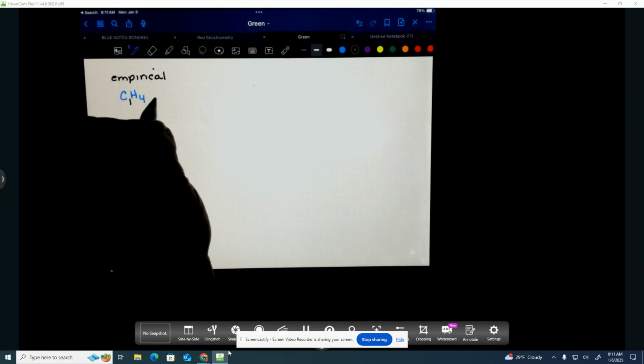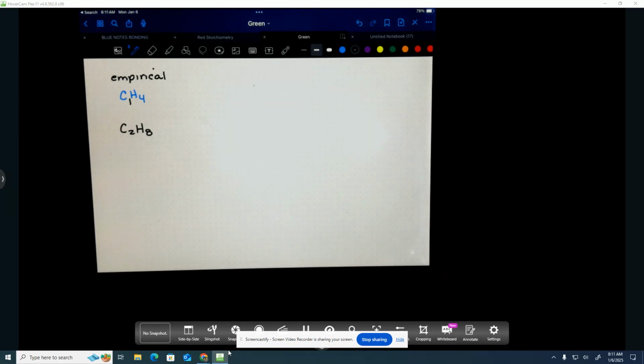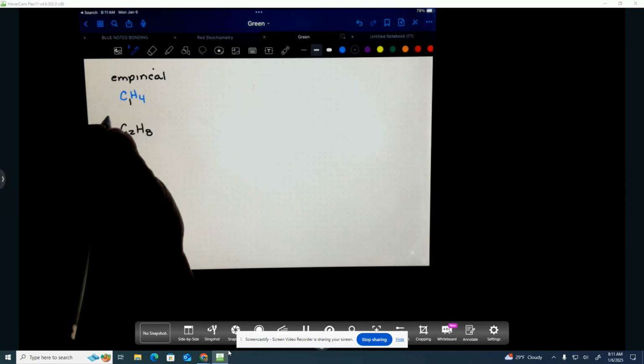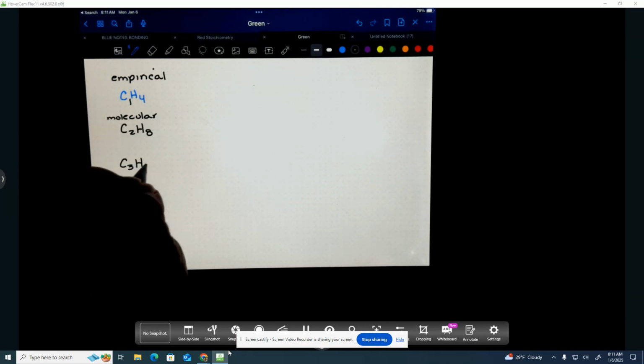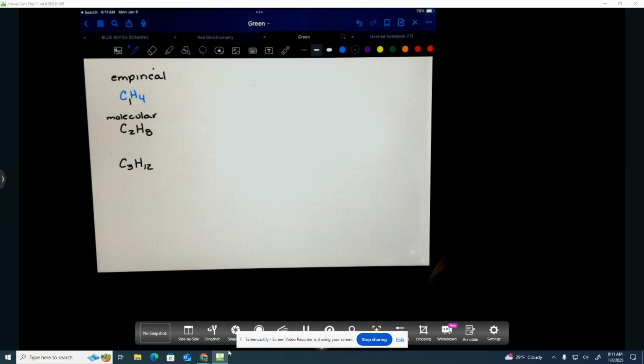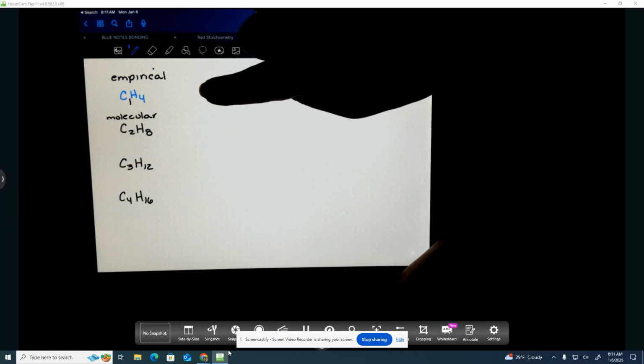Okay. If I multiply everything in that formula by 2, we get C2H8. Is that empirical? No, this one would be molecular. C3H12. Empirical or molecular? Molecular. C4H16. Molecular. Okay? So every compound has how many empiricals? 1. That's the lowest one. That's the empirical one.